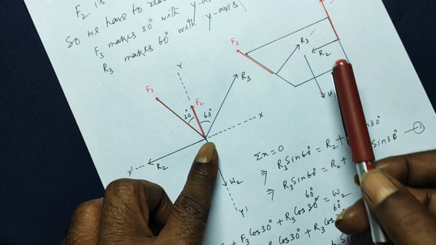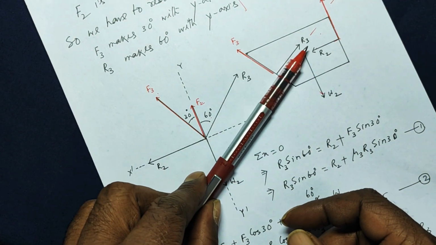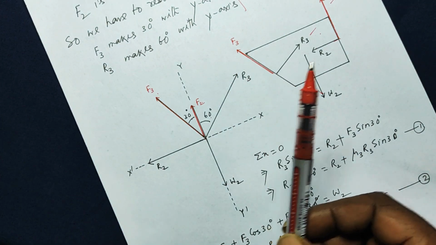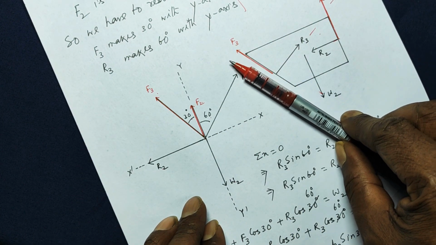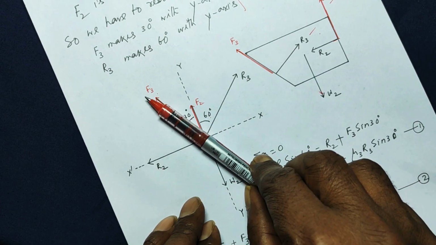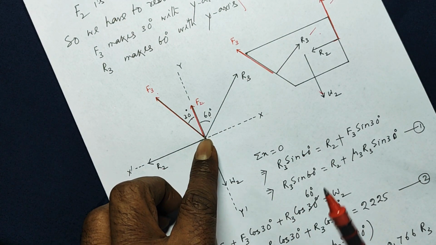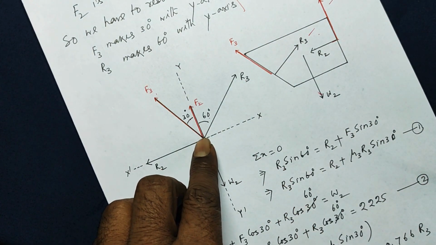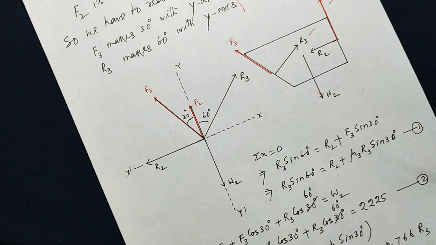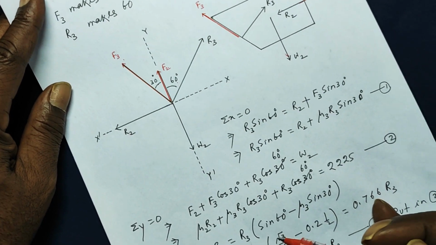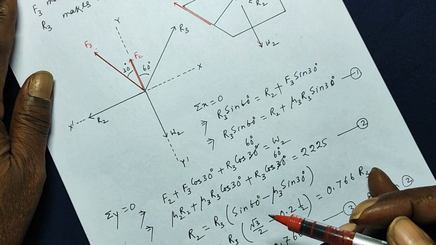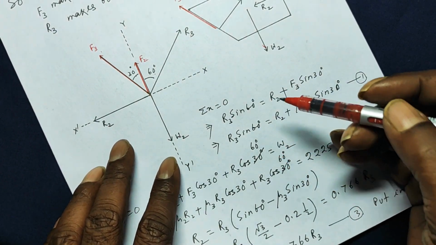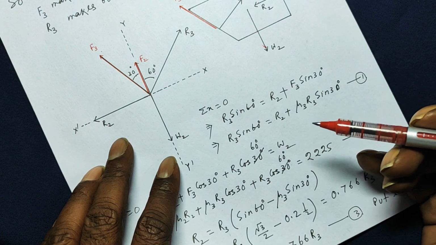Now R3 is shifted parallel and shown from the origin. Similarly F3 is shifted parallel to itself and shown from the origin. And F2 also shifted parallel to itself and shown here from the origin. Now let us apply sigma x is equal to 0. Now everything is self-explanatory.